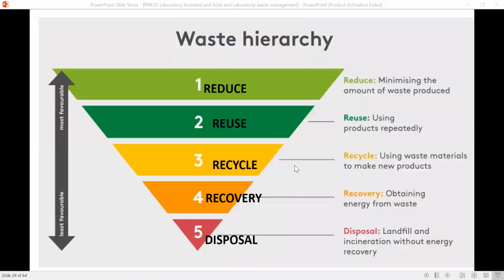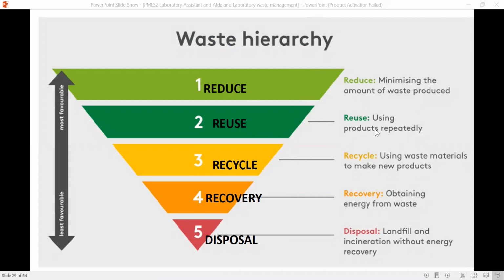Ito yan, reduce or prevention: minimizing the amount of waste produced. Reuse: using products repeatedly. So ito yung waste hierarchy. You discussed this in the PMLS, right? And then you recycle. So anong kaibahan ng reuse at saka ng recycle?